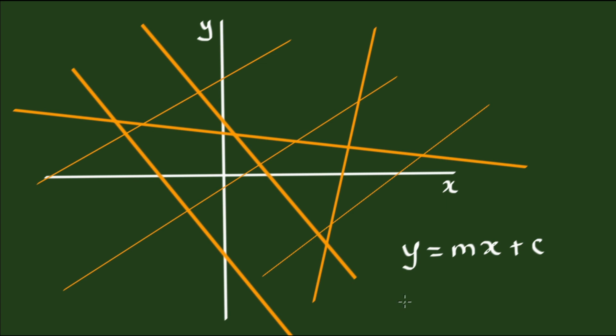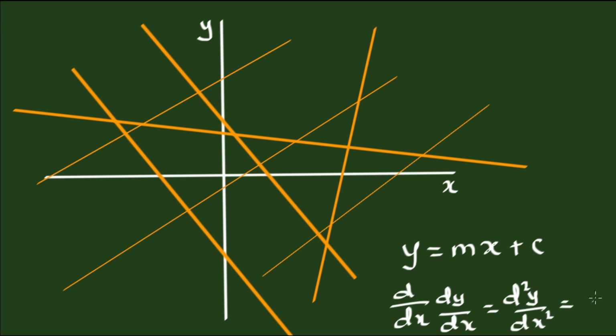The property of a straight line is its slope is constant. That means the rate of change of the slope, that is d by dx, rate of change with respect to x of dy by dx, which is nothing but the second derivative d2y by dx squared, that should be equal to 0. So this is the differential equation, which is a second order differential equation whose solutions are the equations of straight lines. So this is the general solution.